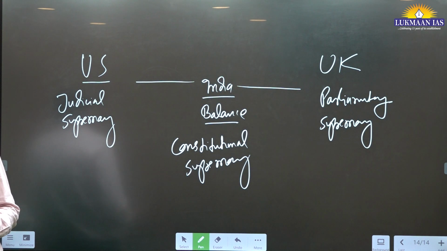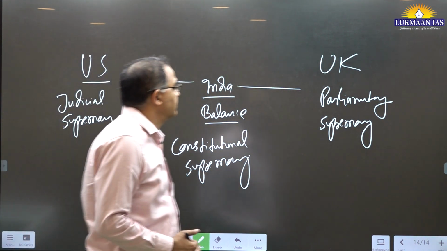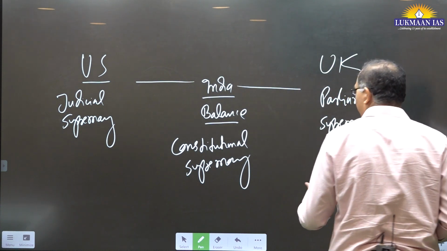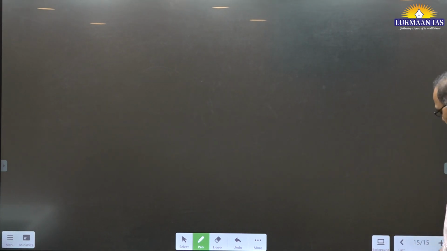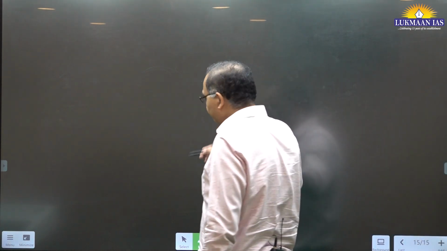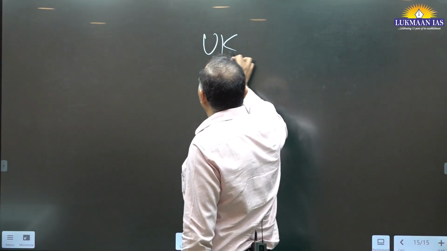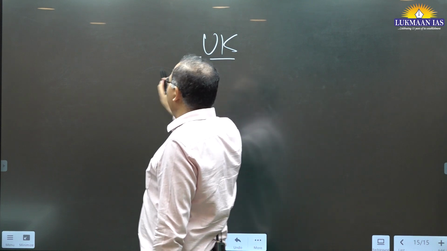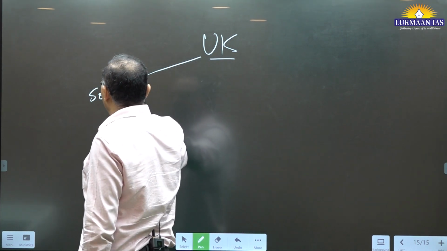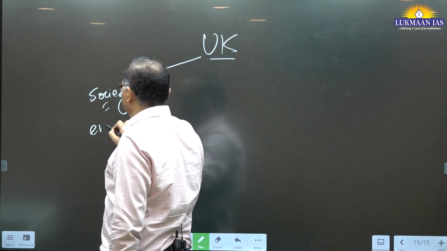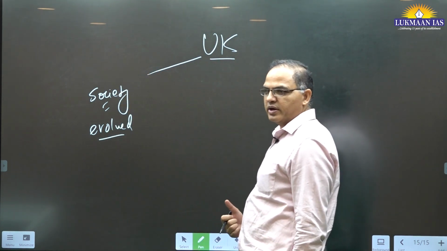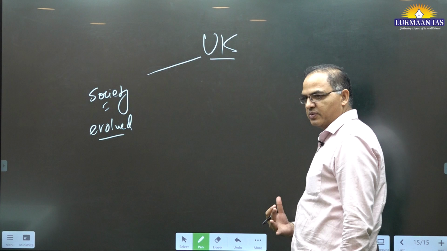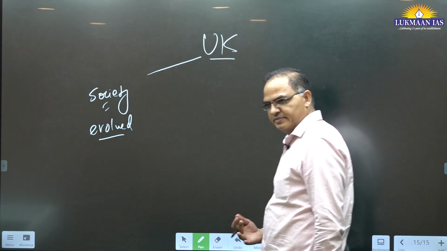अब ये क्या है? You may be familiar with some of these things, isn't it? Let me tell you how it is. इसका मतलब क्या है? ये क्यों बात कर रहे हैं हम? So let's take the UK. The way society evolved in the UK, you know that people played a big role, no?